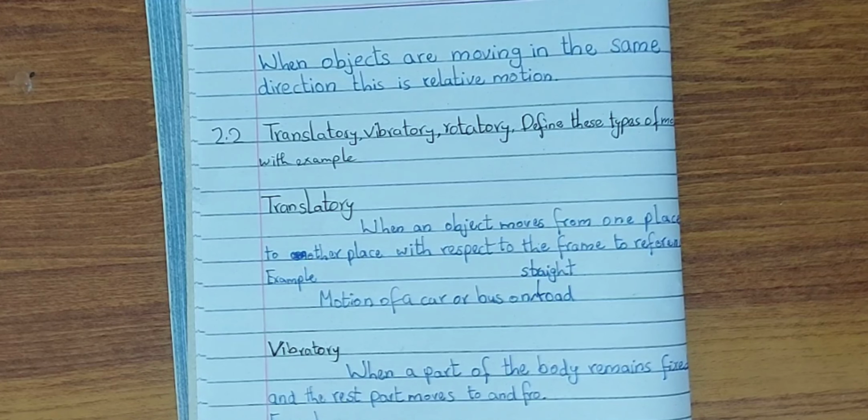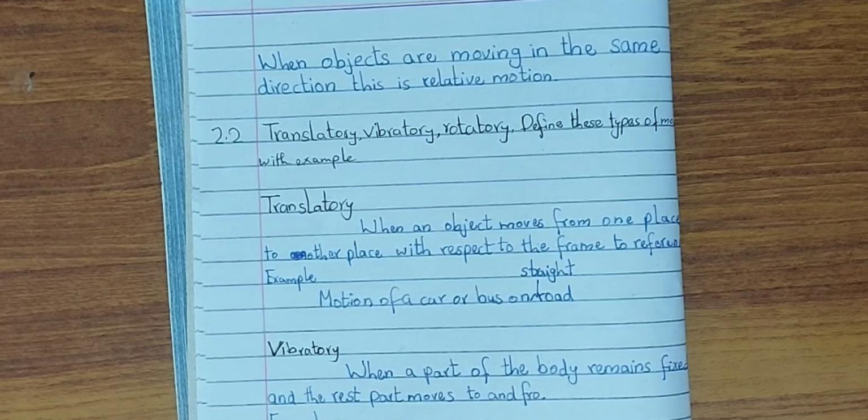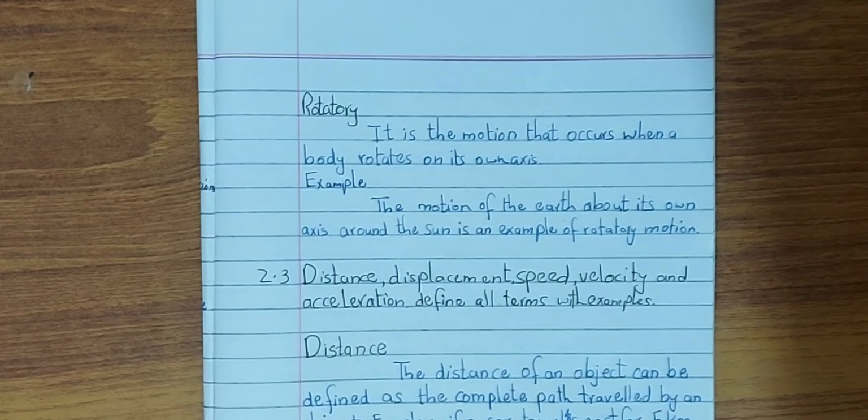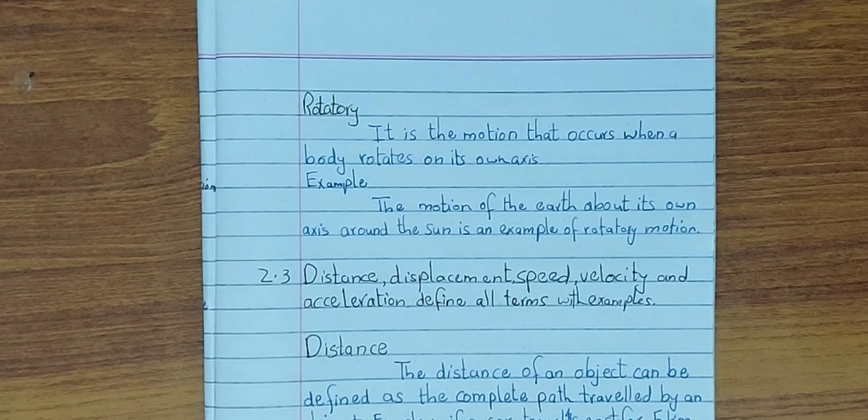Vibratory: when a part of the body remains fixed and the rest of the part moves to and fro. Example: when humans breathe, their chest expands and contracts. Rotatory: it is the motion that occurs when a body rotates on its own axis. Example: the motion of the earth about its own axis is an example of a rotatory motion.